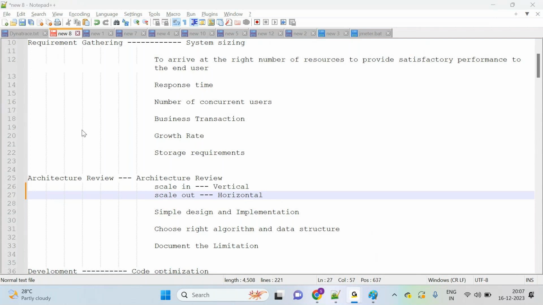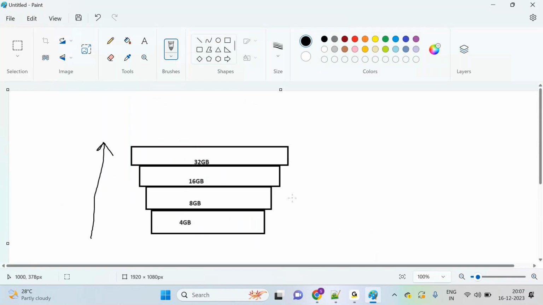So what we are saying, we are increasing the same configuration of the machine.